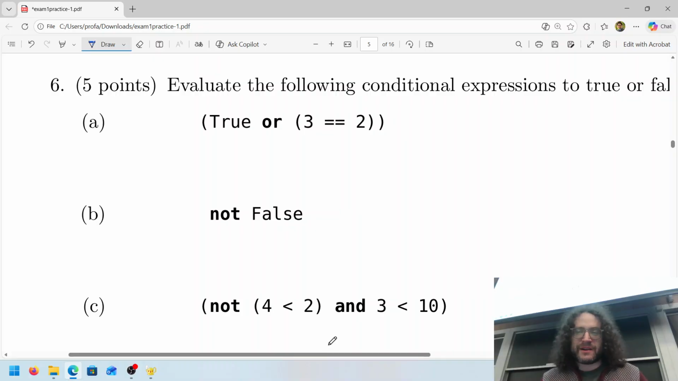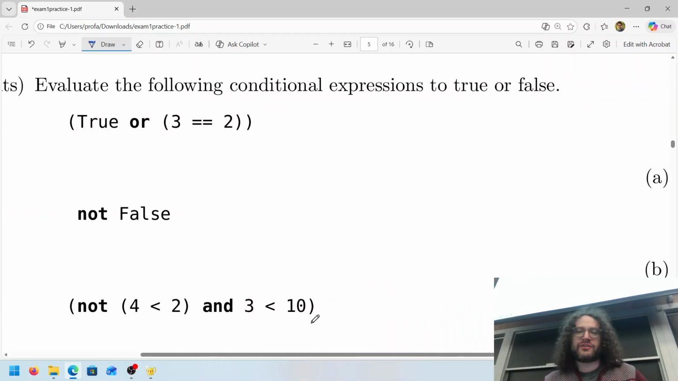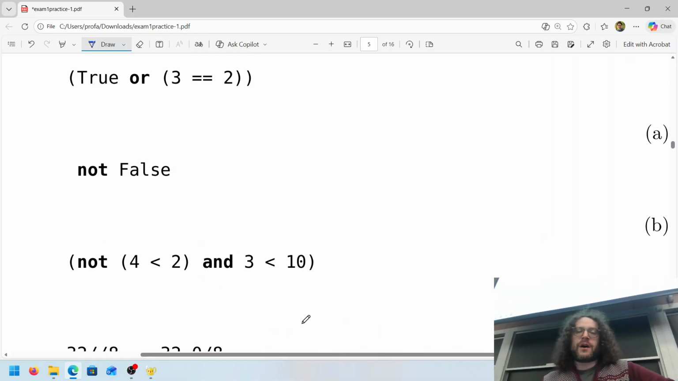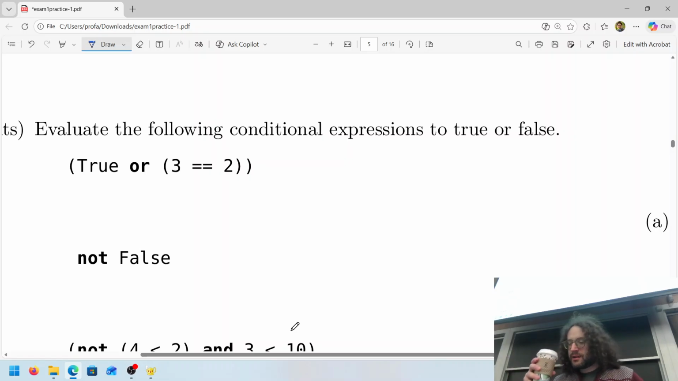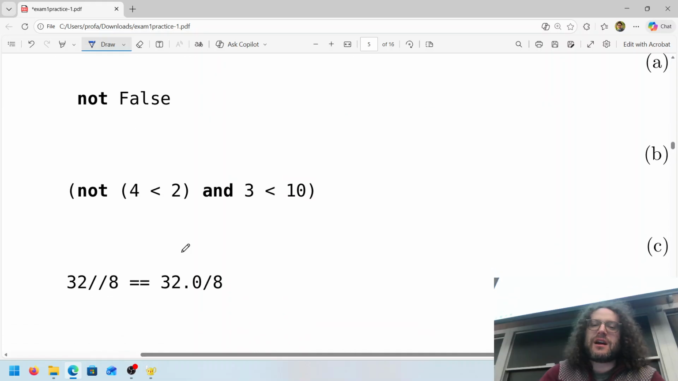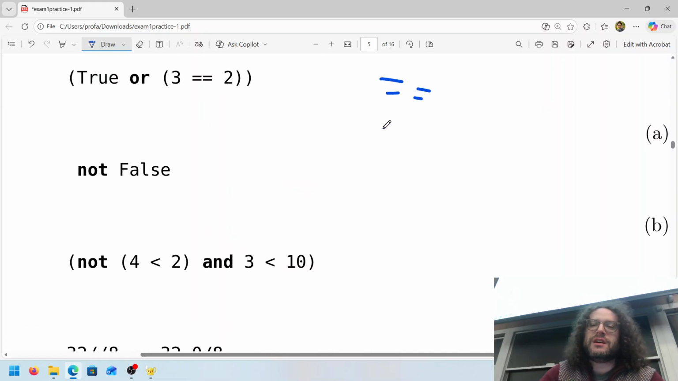Evaluate each of the conditional expressions to true or false. Now, of course, you don't want to leave this part blank because, as everybody knows, just by guessing you have a 50-50 shot. Anyway, the way this works is, again, these statements are expressions with equal to, greater than, or less than, or greater than or equal to, or less than or equal to. They evaluate to either true or false based on what the values are.